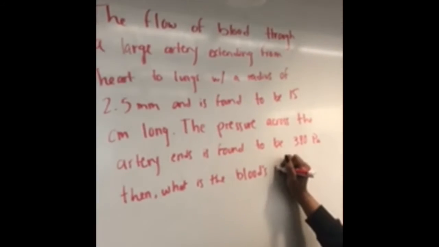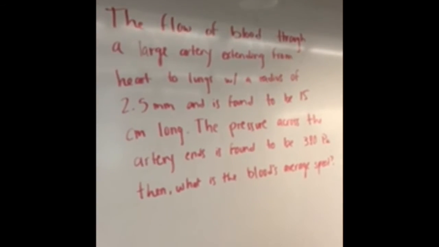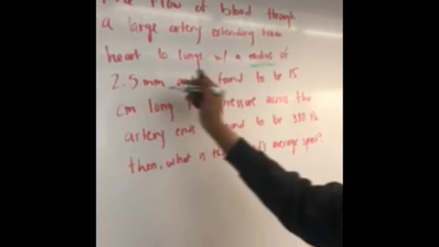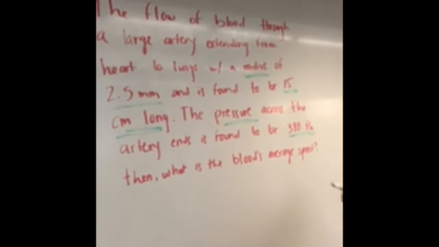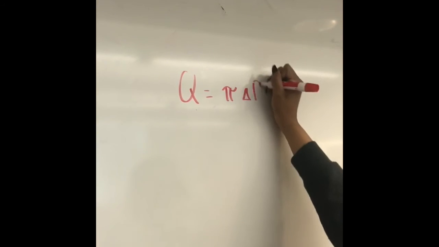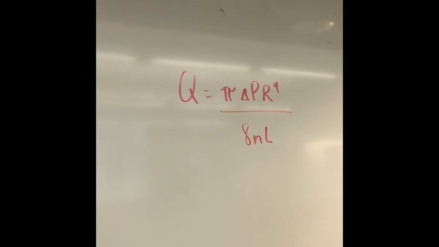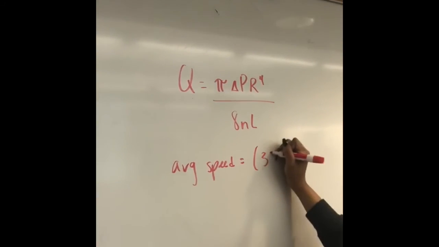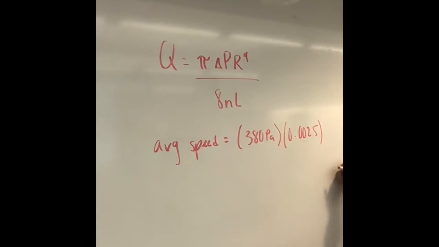What we are given is n, the blood viscosity, which equals 0.027 newtons times seconds per meter squared. We have that the arterial radius is 2.5 millimeters, and the difference of pressure is 380 pascals. Now Alexia is rewriting the formula for Poiseuille's law, Q equals pi times the change in P times r to the fourth divided by 8 times n times L, and we are going to be plugging in the numerical values we have into the equation.